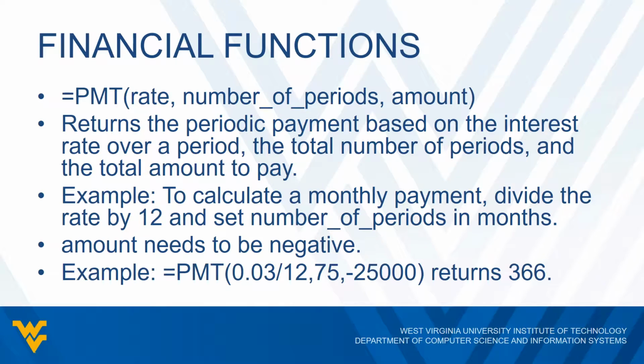Just to give you an example, let's say we want to buy something that's $25,000, maybe a car, at a 3% interest, and we're going to make 75 payments. Notice that in the PMT function, we have 0.03, that's the 3% interest, divided by 12, and then we have 75 payment periods, and our amount is negative 25,000. This is going to return 366, which would be our monthly payment. So if we pay $366 per month for 75 months, we'll pay off this car.